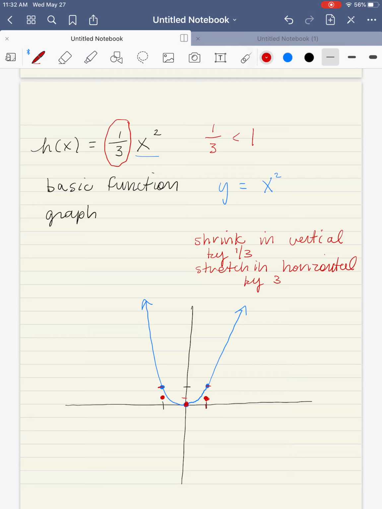So we're going over 1 and up 1/3. That's the same thing as going over 3 and up 1. And we would do that here as well. And then my graph is that parabola. And notice that compressing it in this direction has the effect of stretching it in this direction.